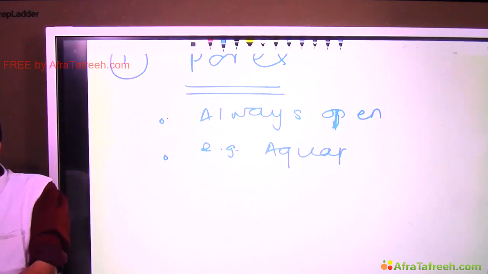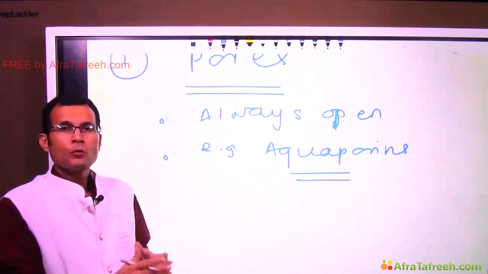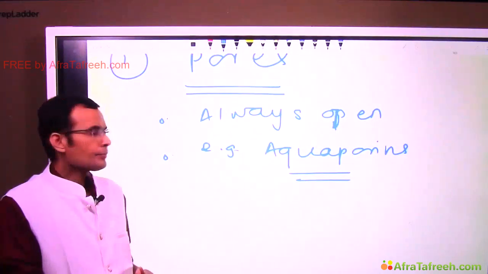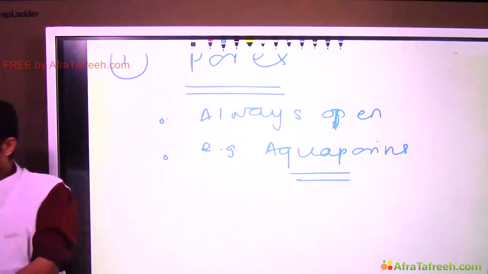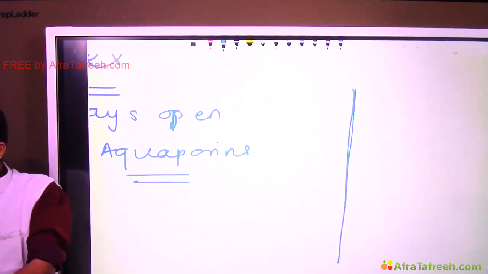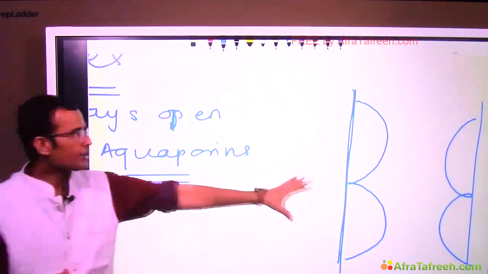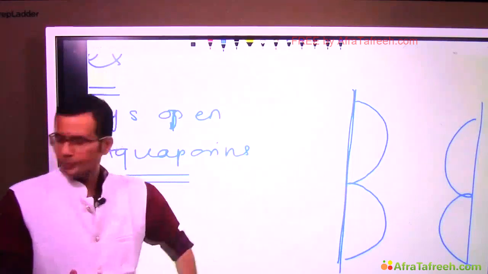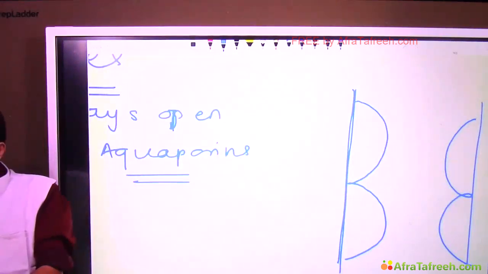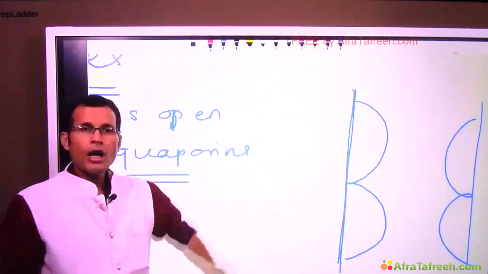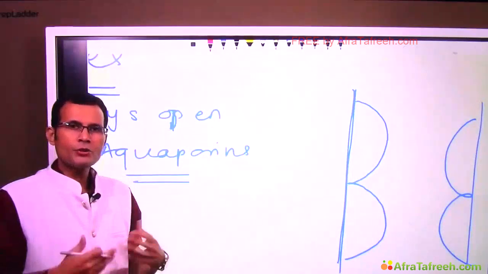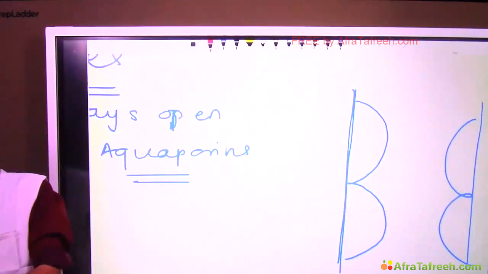Aquaporins. You know, ADH, when it goes to the collecting duct, it causes reinsertion of the membrane proteins. Let's say here is a renal tubular section, a collecting duct. The membrane proteins are reinserted in such a way to form the pores.